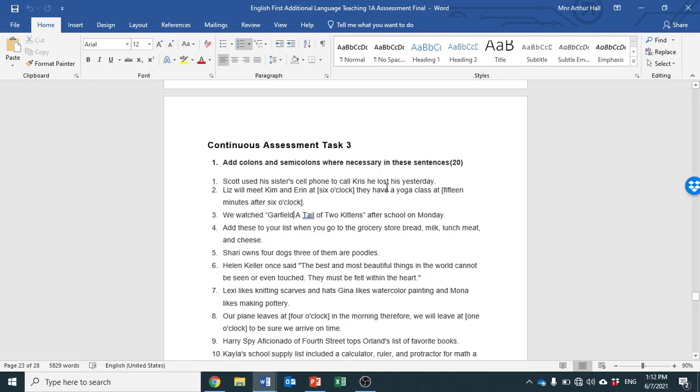Number 4, add these to your list when you go to the grocery store: bread, milk, lunch, meat, and cheese.